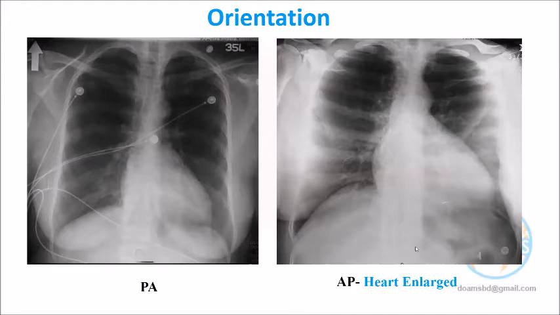Heart enlarged, because this is AP view. And in the PA view, the heart is not enlarged. Maybe the patient is in a critical situation, in the ICU or CCU, with many wires there, and even then the heart is not enlarged. But here, the heart is enlarged. So orientation means the projection of the ray, from which side, AP or PA.